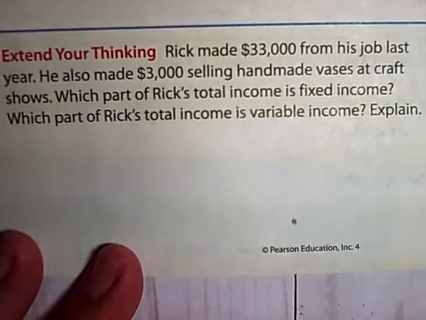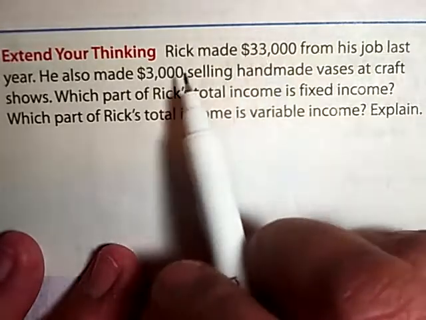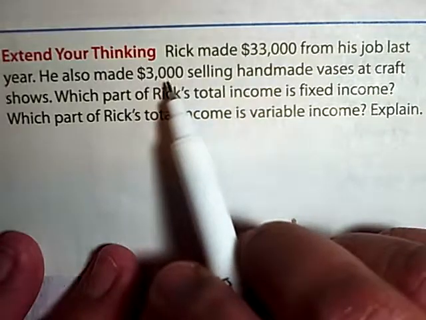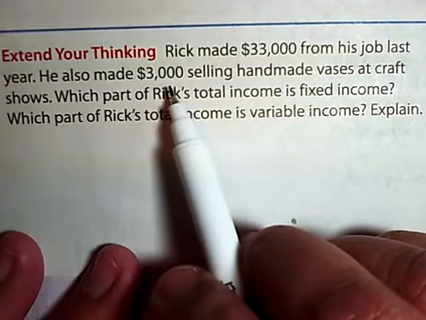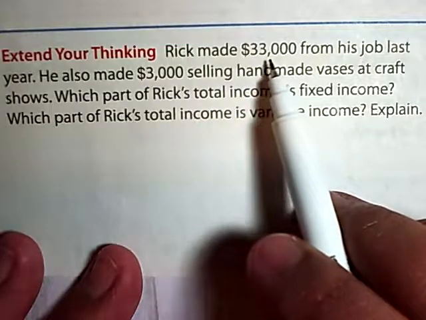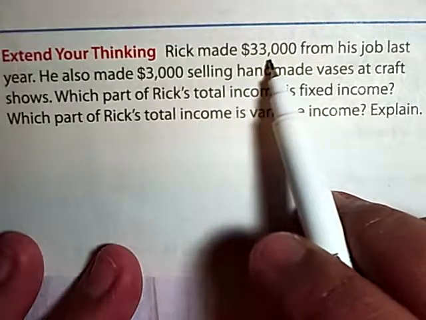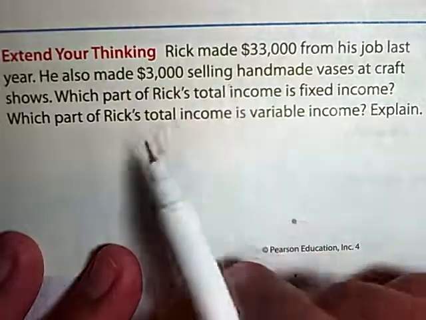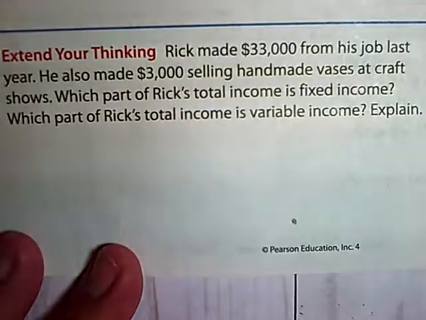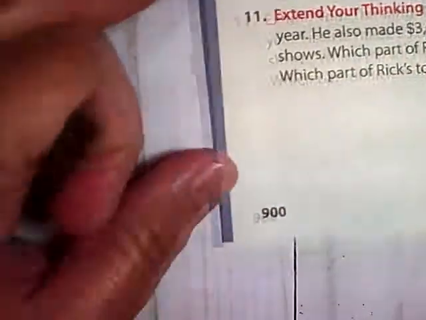Well, his total income is this plus that. Do you see that? Because he earned this as his job and then he earned this as a seller of his vases. So, what part is fixed? Well, this part. 33,000 is fixed because he can expect that from his job. What part is variable? Well, the 3,000 because he doesn't know if he's going to sell all of the art, part of the art, or none of the art. Okay, so we're going to say exactly that.